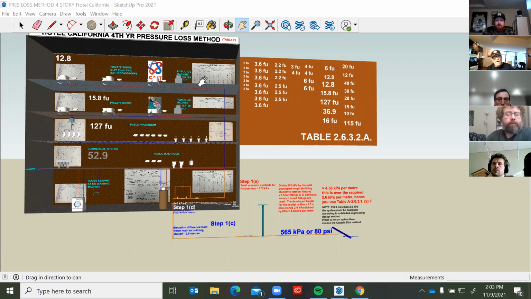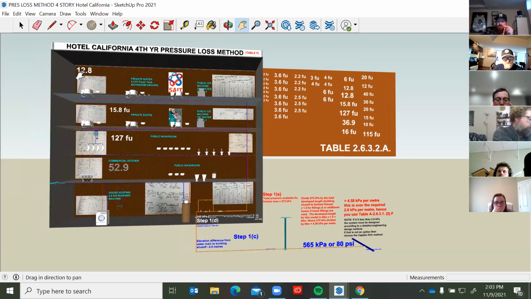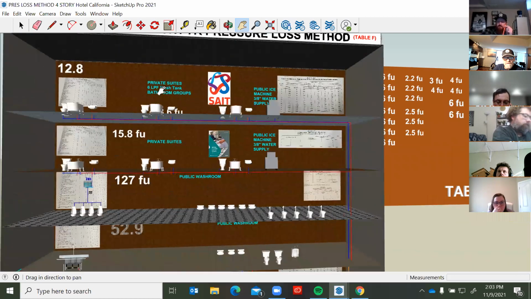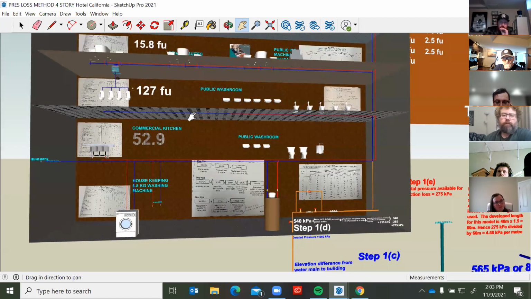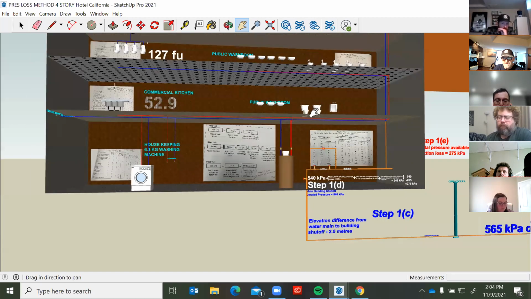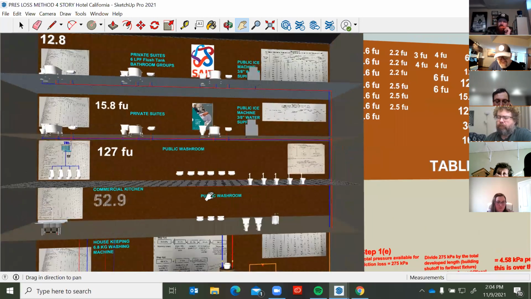So we're good. Okay, so we're going to go over the pressure loss method, or how to use the pressure loss method. We just finished counting for this Hotel California, I call it. We counted the total fixture units at peak demand for this building. Does anybody remember? 208.5. So we counted 208.5 fixture units for this whole building, which was 12.8 for the top floor, 15.8 for the third floor, 127 for this floor, and 52.9 for the first floor and the basement fixtures. That totals 208.5 fixture units.